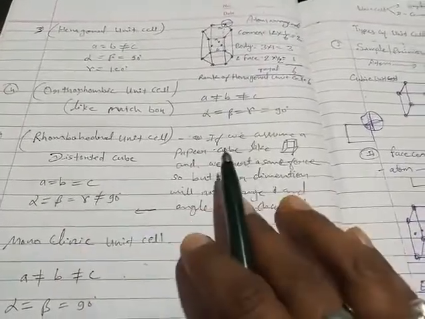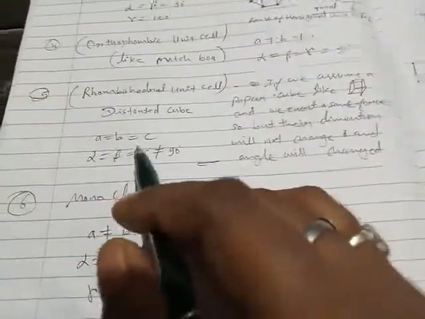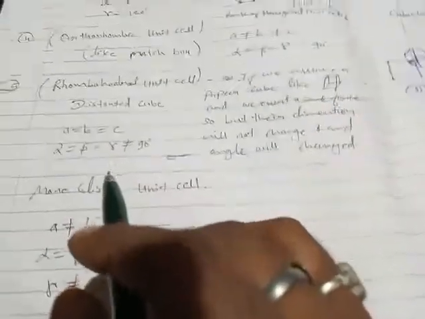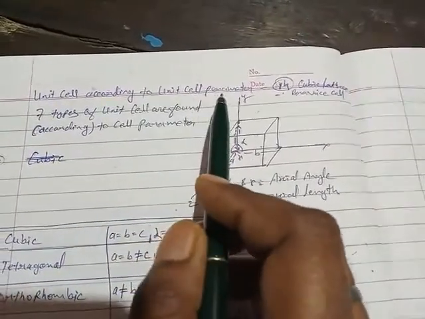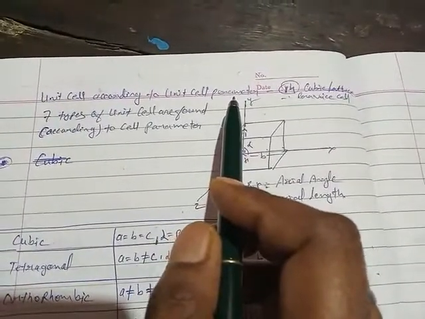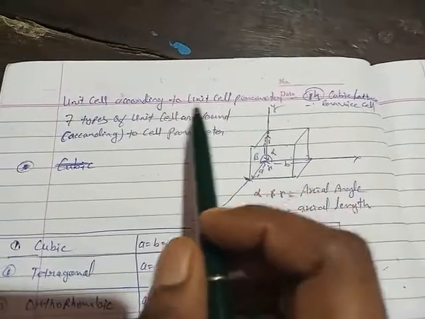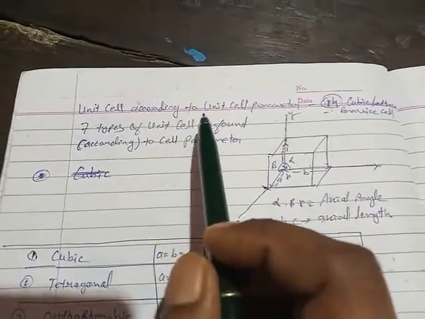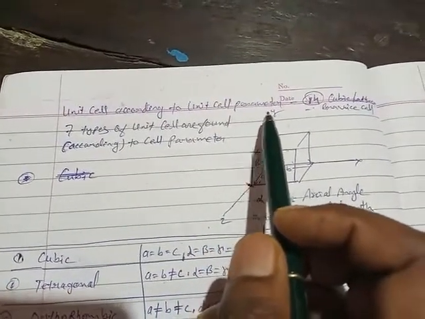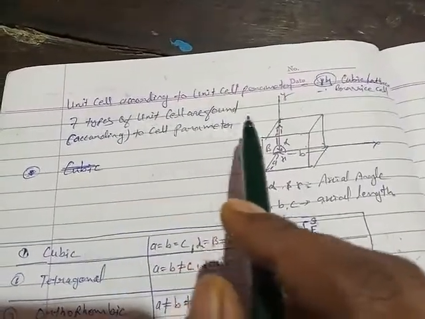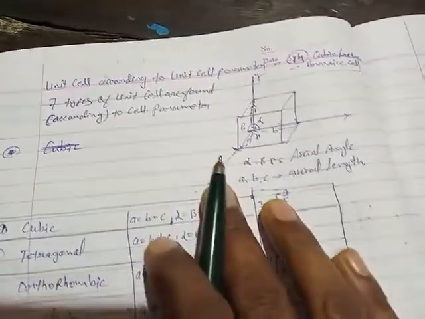So in this way we will describe it in detail further. Now come to the next point. You will see in the unit cell, on the basis of parameters, a three-dimensional unit cell can be defined on the basis of its parameters. So seven types of unit cell are found according to the parameters.